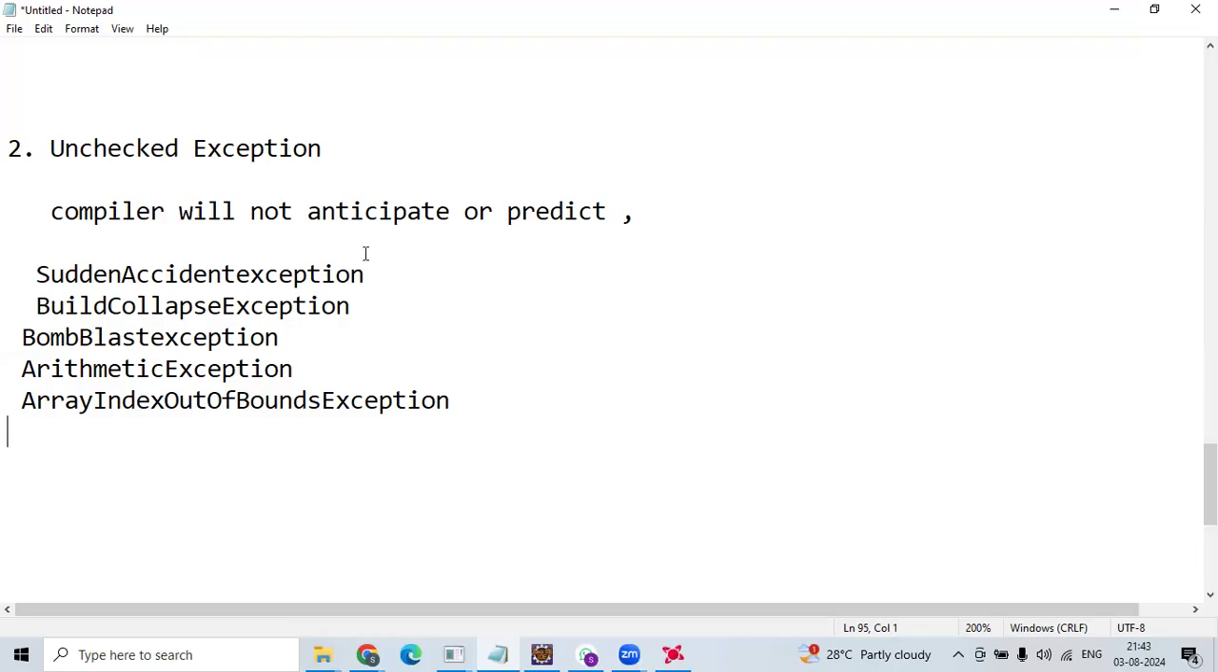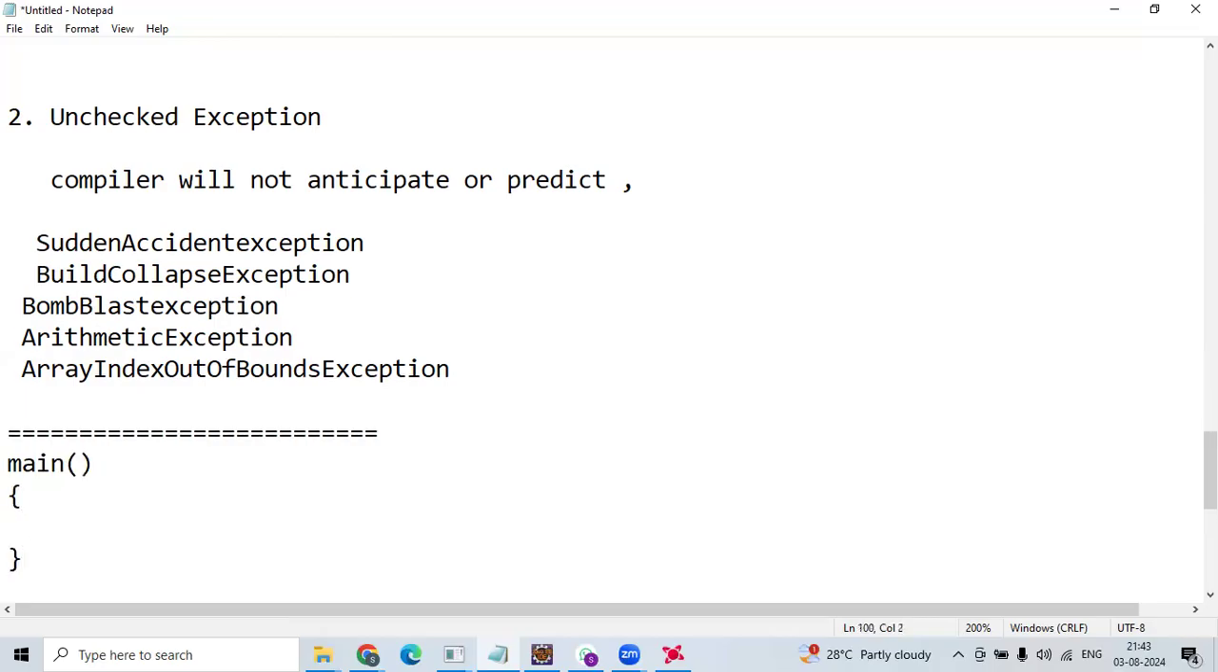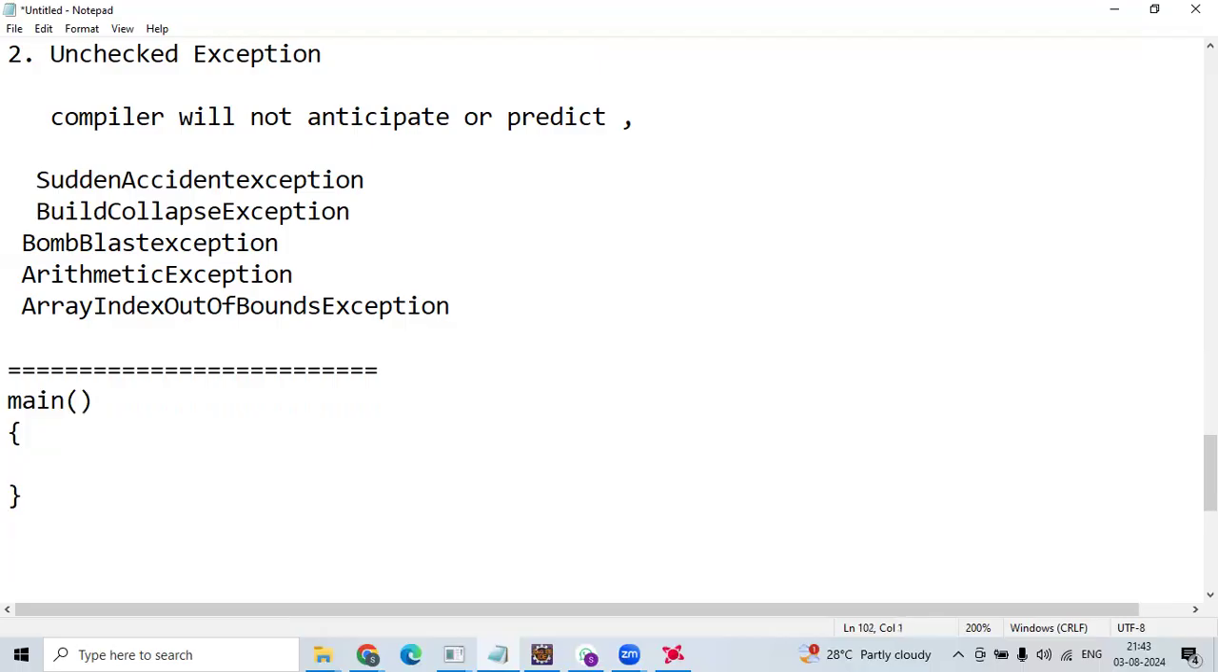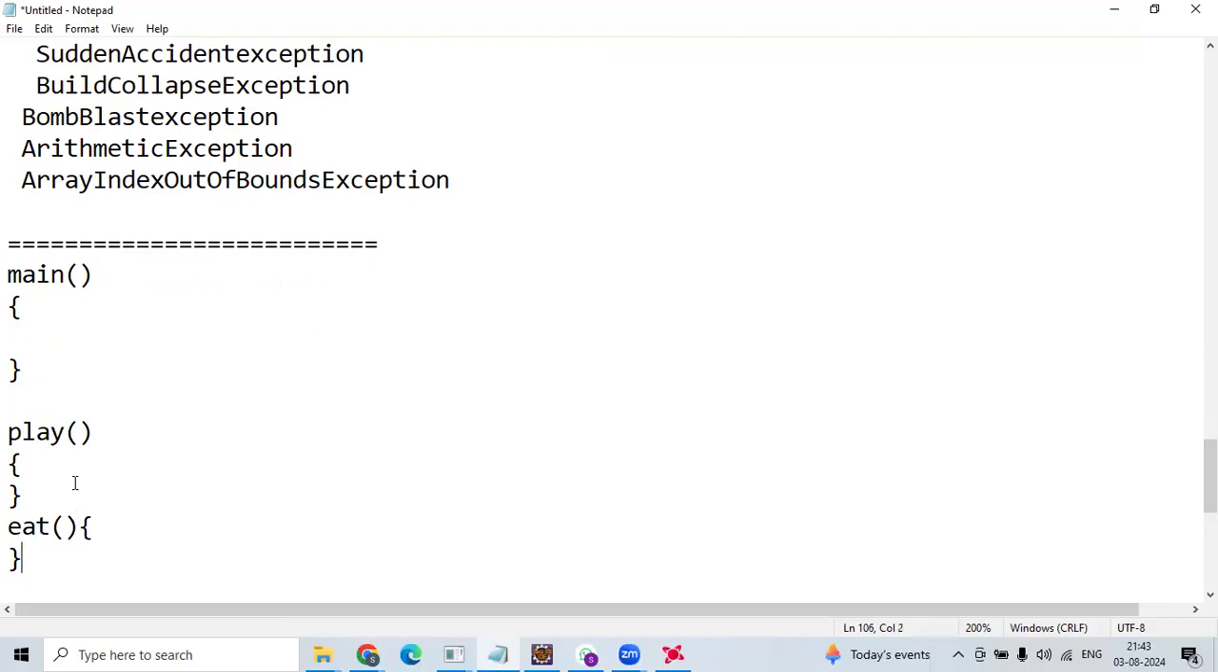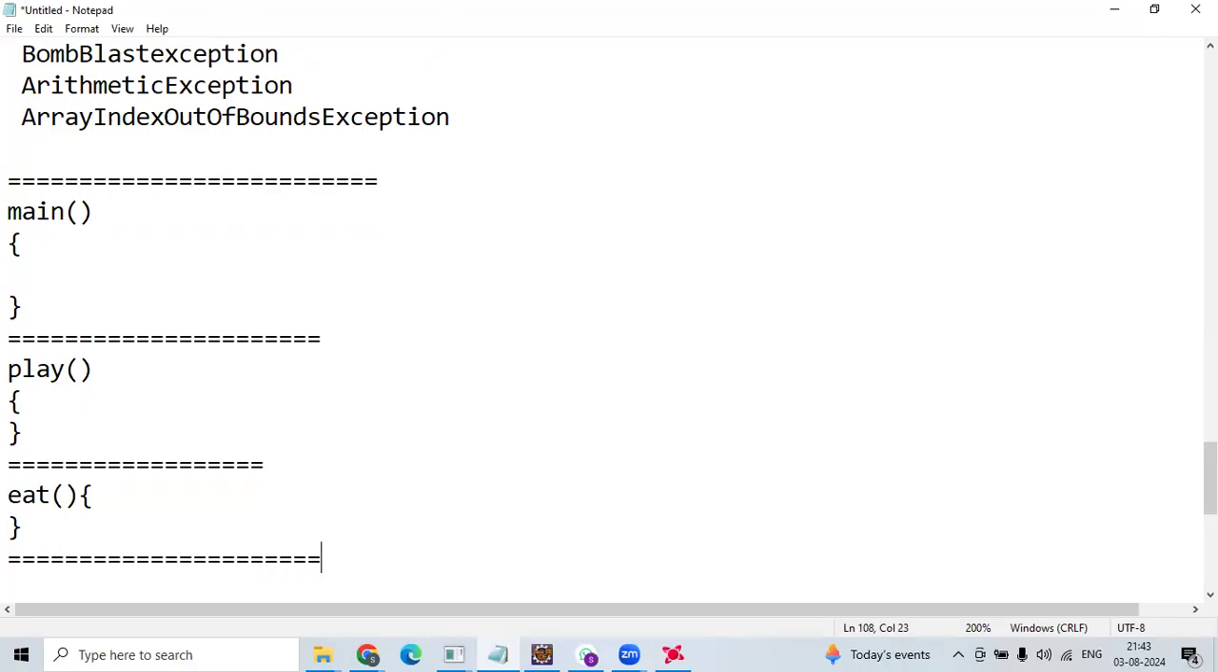Now, suppose there are two cases, guys. Suppose a checked exception is delegated to the parent method. Suppose we have a main method. This is the main method. The main method is calling the play method. The play method is calling eat.